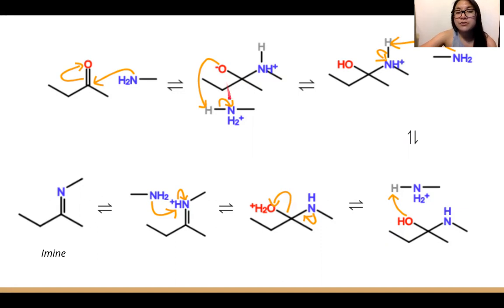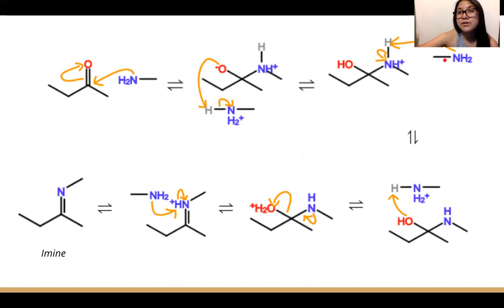And remember that we're doing this under slightly acidic conditions. So with the slightly acidic conditions, some of the primary amine becomes protonated. This is the primary amine, it has another hydrogen, so it has a positive charge. So the negative charge on the oxygen is going to deprotonate that, so it can become neutral right here.